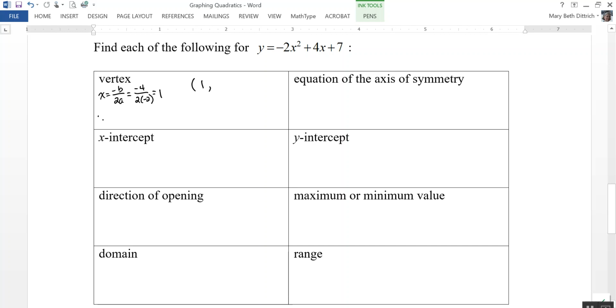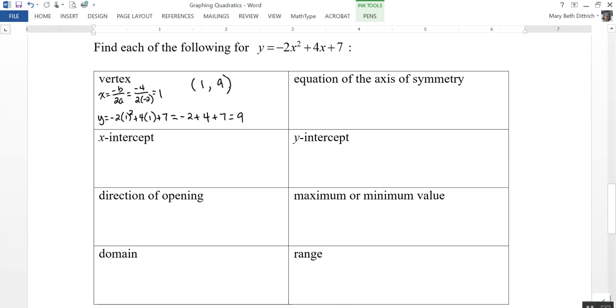To find the y-coordinate of my vertex, I'm going to plug 1 into the function for x. So negative 2 times 1 squared plus 4 times 1 plus 7 gives me 1 squared is 1 times negative 2 is negative 2, plus 4 times 1 is 4, plus 7, that gives me 9. So my vertex is the point 1, 9.